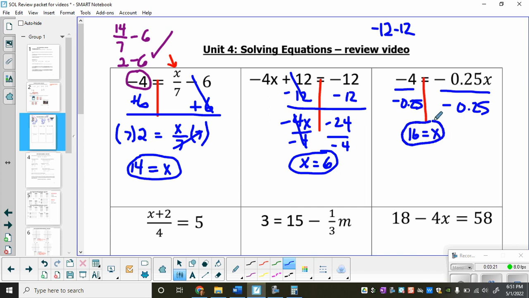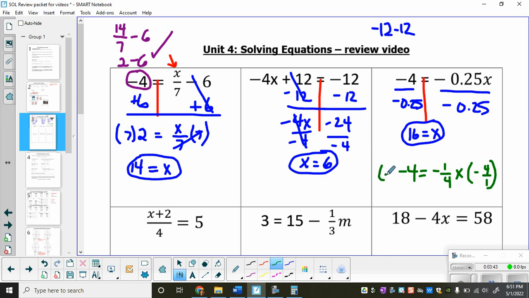Now, while I have your attention on this example, I'm just going to rewrite it here in green to show you that it could be written with a fraction instead. This -0.25, it could be given to you as a -1/4. And anytime you see a coefficient that's a fraction, it might ring a bell to multiply both sides by the reciprocal.